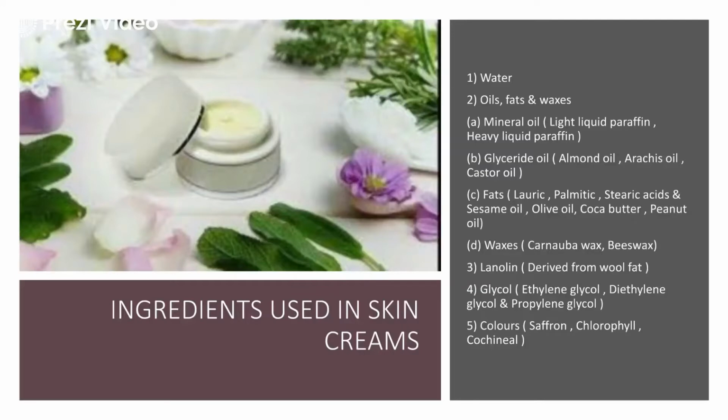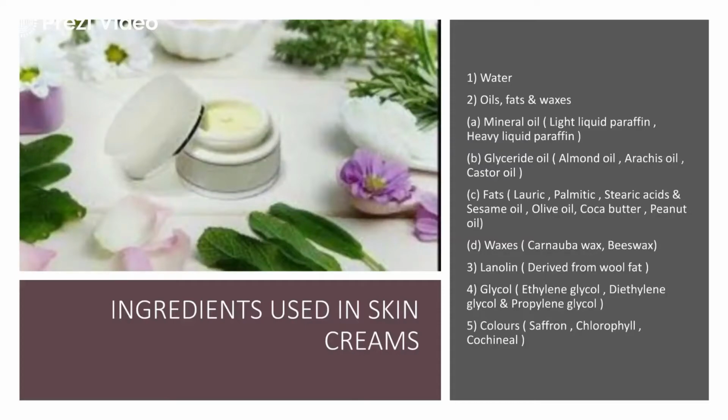Then fats. Generally the fats used are lauric, palmitic and stearic acids, sesame oil, olive oil, cocoa butter, peanut oil, and other types of oily substances. Oily phases are also created by waxes. So oils, fats and waxes basically constitute the creams. Waxes include beeswax, the beeswax-borax combination widely used in cold creams, and carnauba wax. Then another is lanolin. Lanolin is very important during the formulation of creams. Lanolin is generally derived from wool fat.